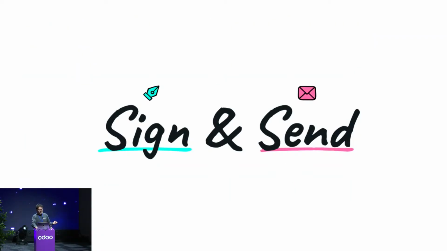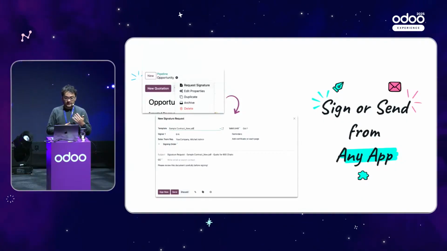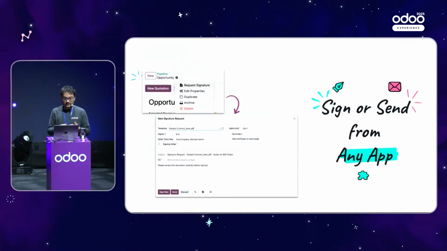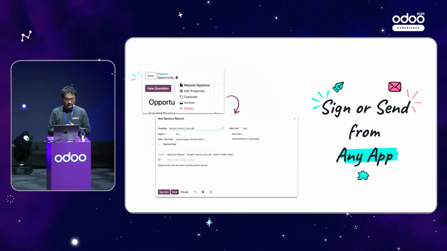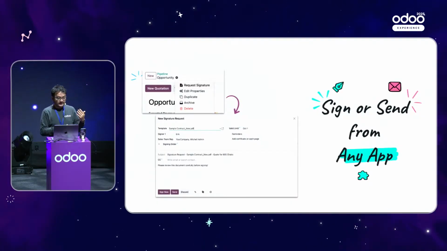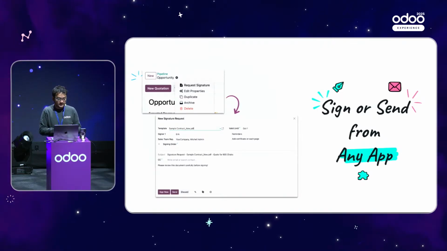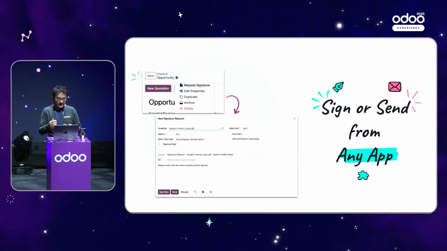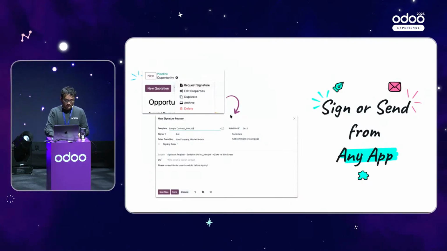I'll start talking about the signing and sending experience. All right. So with Odoo 19, we're introducing the ability to sign or send documents from any app. So you just need to go on the little gear icon from wherever you are. You click Request Signature, and you then get a small pop-up that asks you to select a template, upload a document, whatever you want. You can define a signing order and so on right from that place and just click Send to send them. You can also click a Sign Now button to just sign the document.